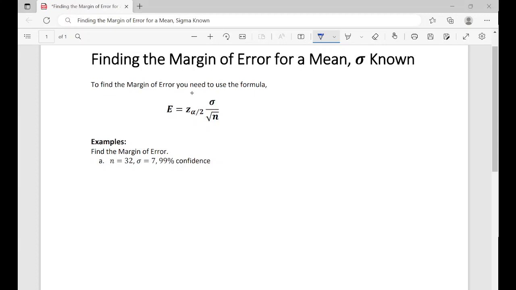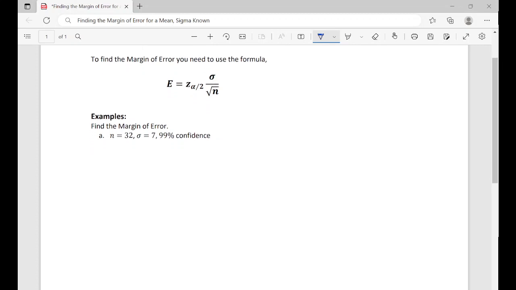To find the margin of error, you need to use the formula E equals Z sub alpha over 2 times the population standard deviation sigma over the square root of n. So to find the margin of error, if we're given n equals 32, sigma equals 7, and we are going to be 99% confident, what would be the margin of error?